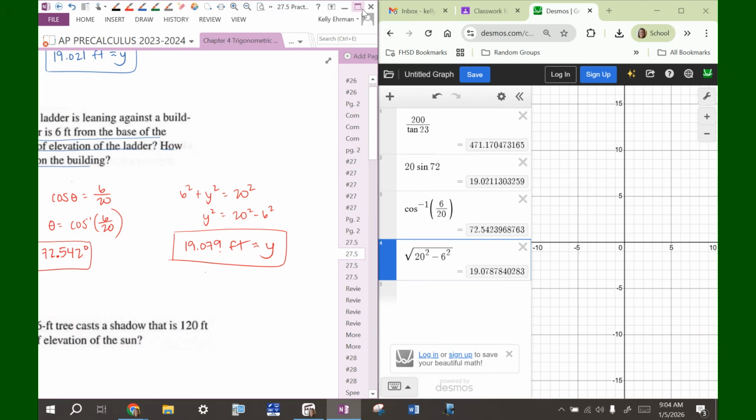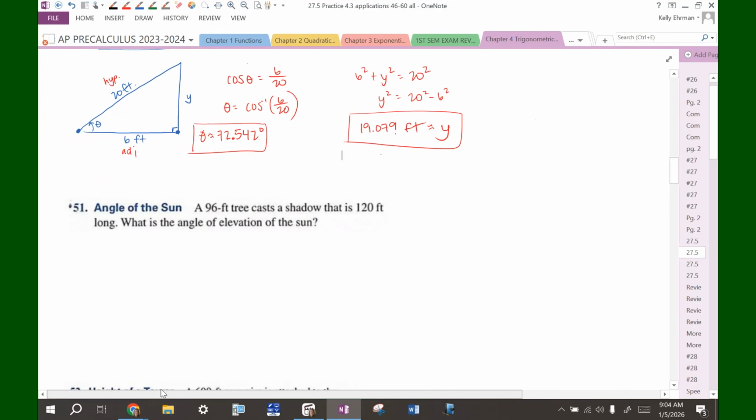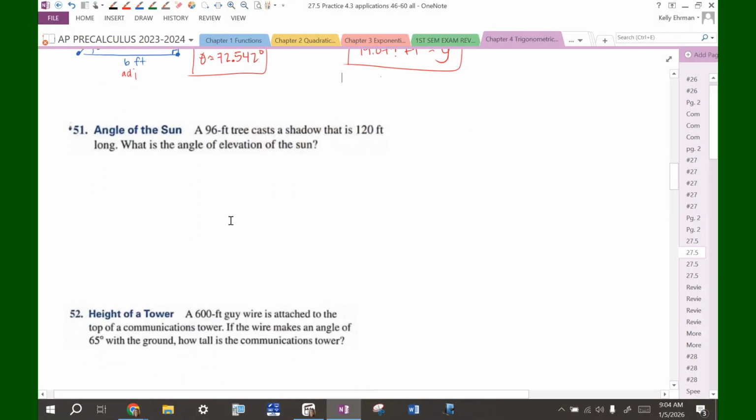All right, what's the next problem? So far, all of these have been single triangle problems, which is kind of nice. We'll get a bit more challenging once we hit 54, because we'll have 2 triangles to look at.